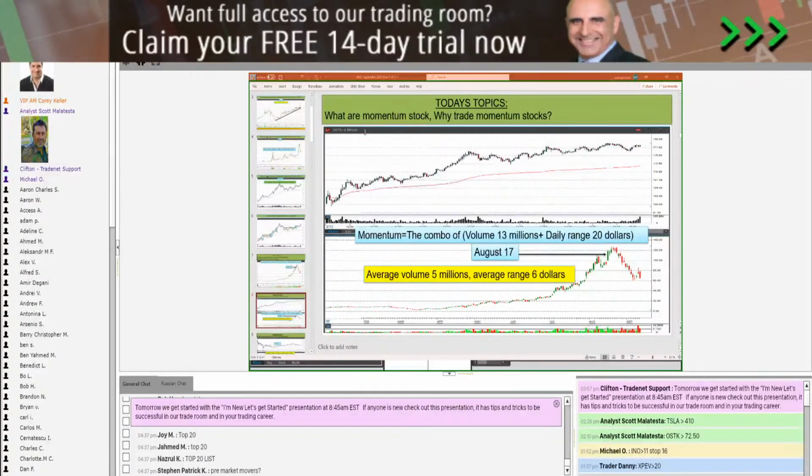Let's summarize what we've seen so far. What are momentum stocks? Again, a very simple definition: the combo of increased volume and increased daily range, where we prefer to see more daily range as early as possible. And again, detect it as early as possible.